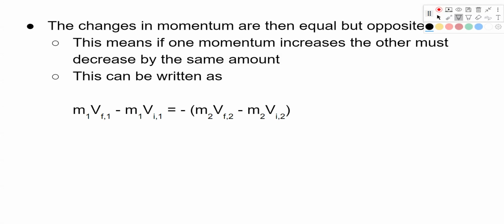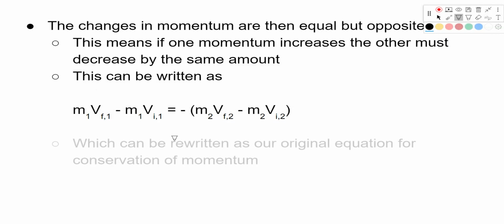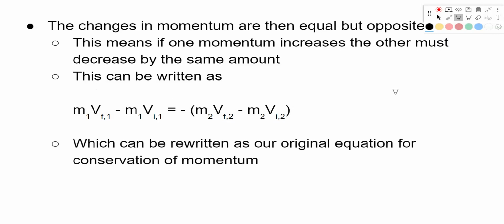So you can write it this way. Mass of object 1 times velocity final of object 1 minus mass of object 1 times velocity initial is equal to the negative of the mass of the second object times its final velocity minus the mass of the second object times its initial velocity. So we're looking at changes in momentum. Basically saying this minus this is saying whatever the change in momentum is. And we can rewrite that as our original equation for conservation of momentum, which shows you how very nicely Newton's third law complements our change in momentum or conservation of momentum law.